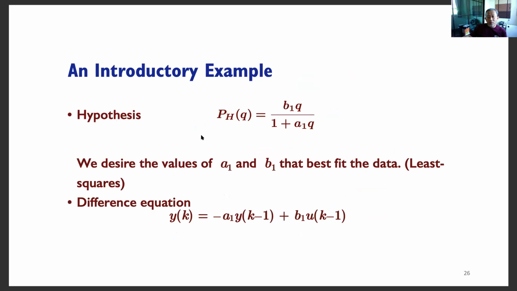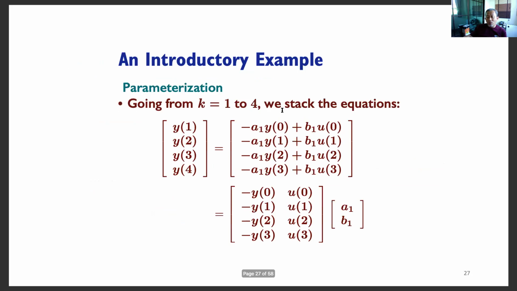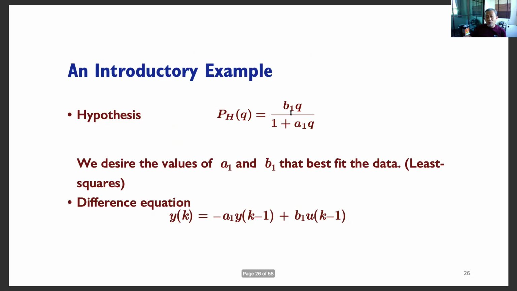The hypothesis of the model structure for first order is shown here. So this is the model structure of the first order, B1 Q over 1 plus A1 Q. Usually we use Z instead of Q. It is the same thing, so don't worry about it. You can use Z, you can use Q, no problem.